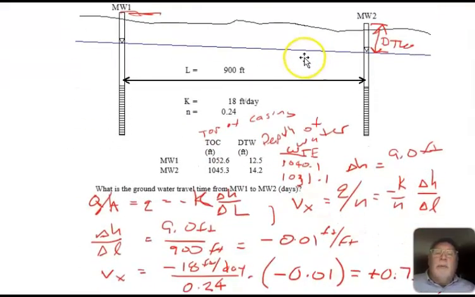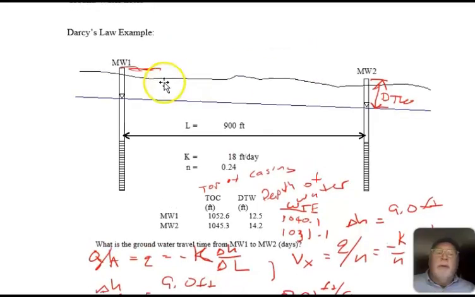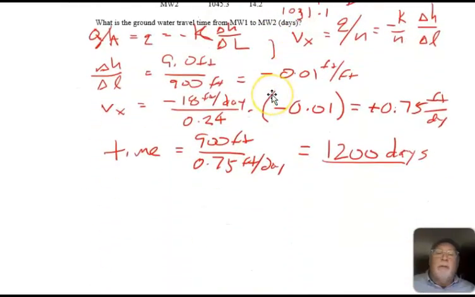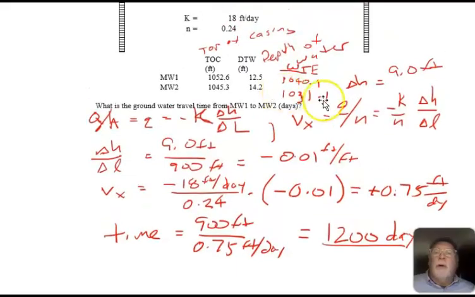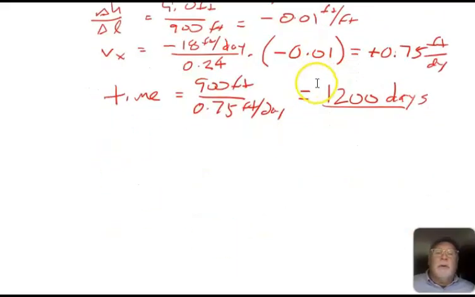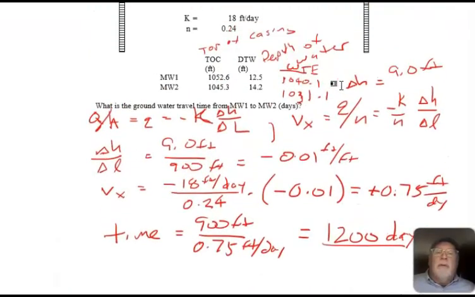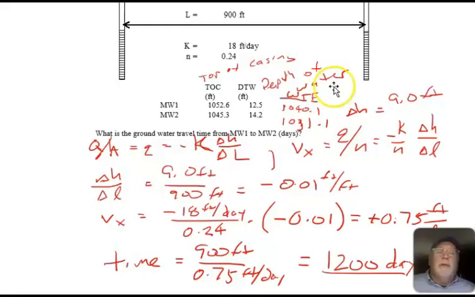And so we did an example there where the gradient is the gradient of the total head. So we came up with the total head, found the gradient, and then found the time it takes. All right, so our next video, we're going to move on into aquifer storage properties, and then you'll have a couple of homework assignments on that.